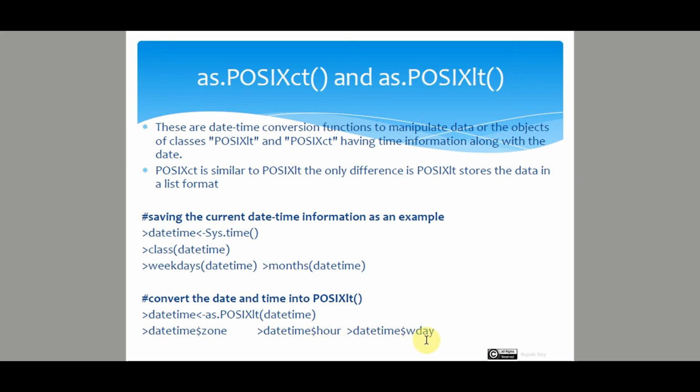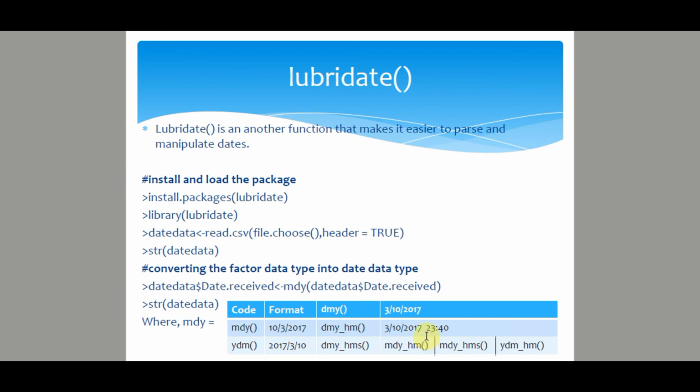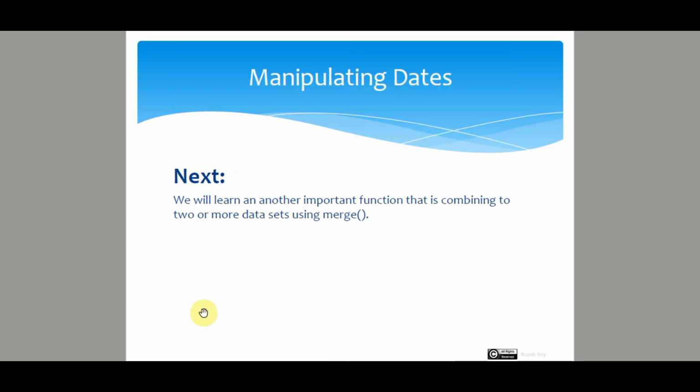Lubridate is another special package that makes it easier to parse and manipulate dates. For example, to convert the factor data type into date data type, use the original format mdy, that is month, day, year, then the column name. Done. Use str to validate the conversion. Same as before, we have codes in the lubridate package to identify different date formats. Next, we will learn another important function, that is joining two or more datasets using the merge function.